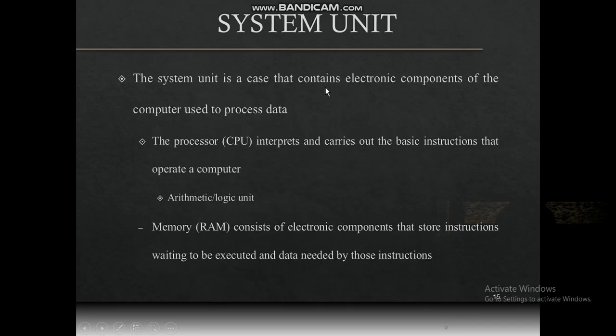So the system unit is a case containing the electronic components of the computer. It uses the processor to process data. The processor, that's the CPU, interprets and carries out the basic instructions that operate the computer. That's the arithmetic logic unit. That's RAM. The memory consists of electronic components that store instructions waiting for execution.